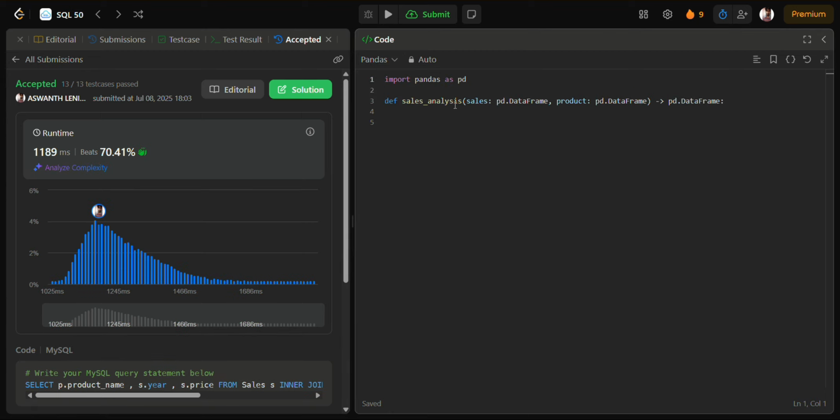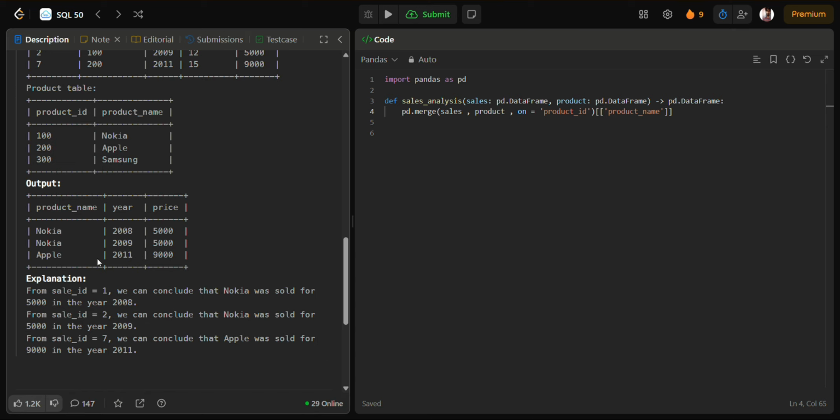Now let's briefly discuss how we can achieve the same solution using Pandas and Python. In Pandas, we have a very powerful method called merge, which works similarly to SQL joins. By using the merge function, we can combine the sales and product datasets using the common product ID column. This method, by default, performs an inner join, which means it only keeps the records that have matching product IDs in both datasets. After merging the datasets, we simply select the required columns, which are the product name, the year, and the price. This gives us the exact same result as the SQL query, but this time within a Python-based data analysis environment. Pandas makes it quick and convenient to perform such joins, and it's widely used in data science workflows.